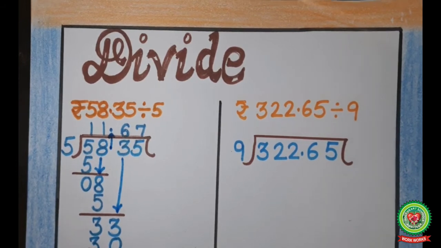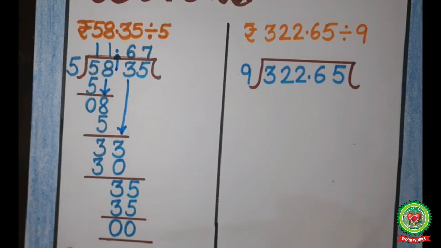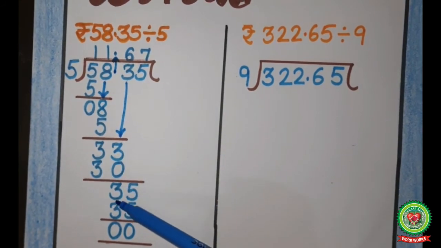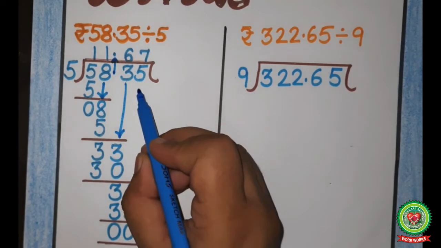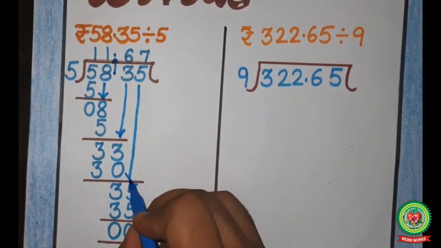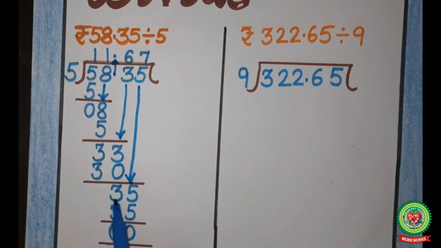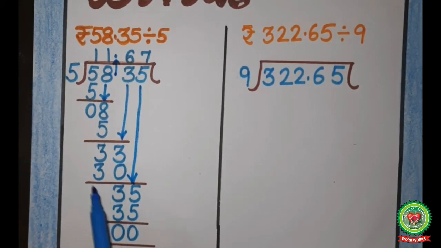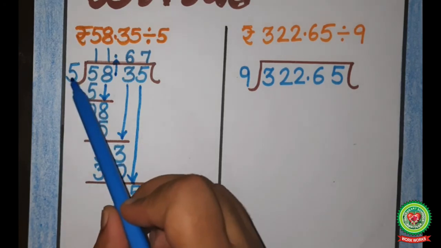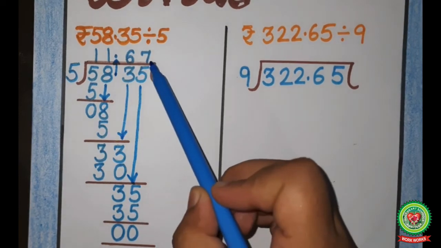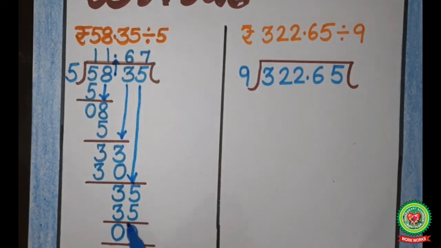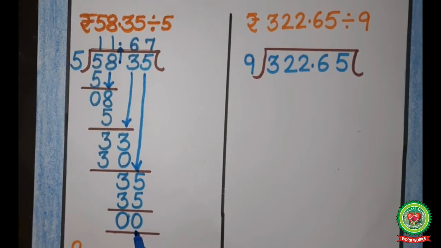Next step is do minus. 3 minus 0 is 3. Now again this 5 will come down. So the number is 35. On the 5 table, 35 comes or not? Yes. On the 5 table, 35 comes and it comes on 7. 5 sevens are 35. Next step is do minus. 5 minus 5 is 0. 3 minus 3 is 0.